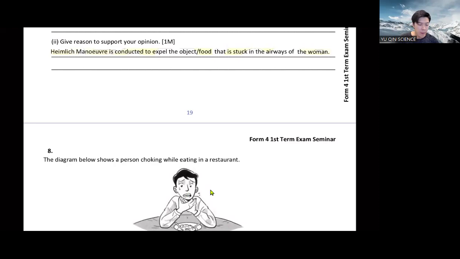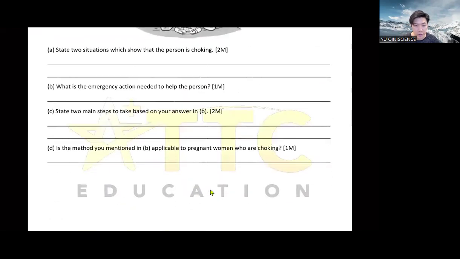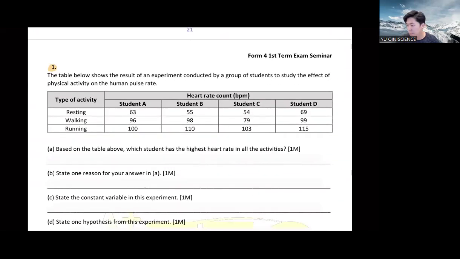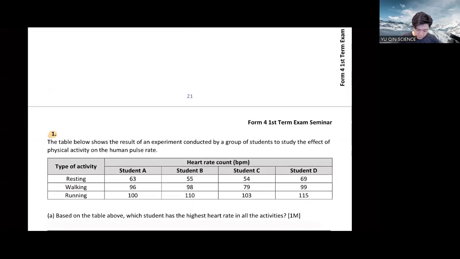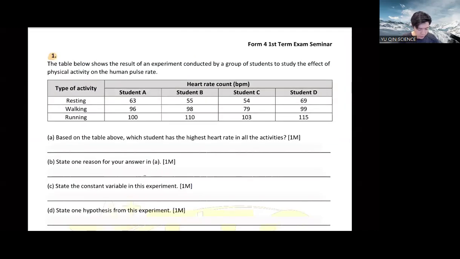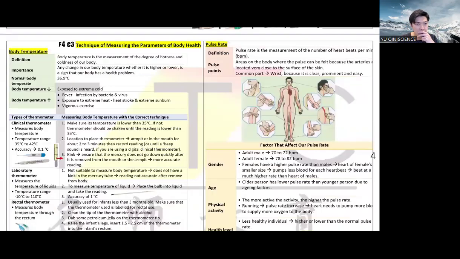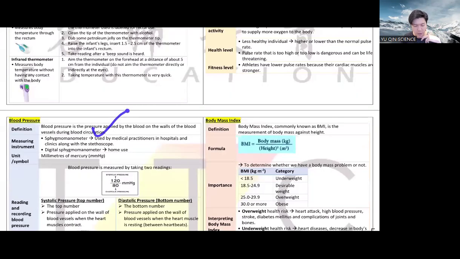Hello. Okay, you're here. We go to chapter three. What is it about? Chapter three has only four things, four segments to talk about. We have body temperature, pulse rate, blood pressure, and body mass index. Four parameters to measure whether your body is healthy or not.